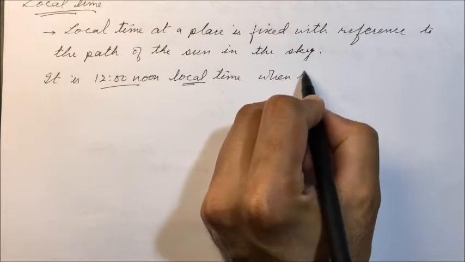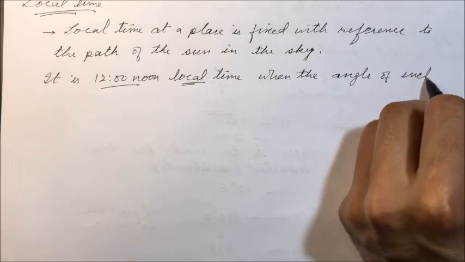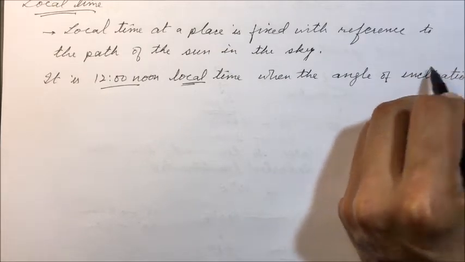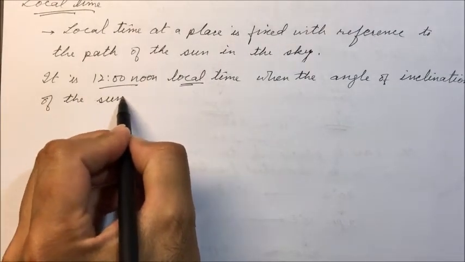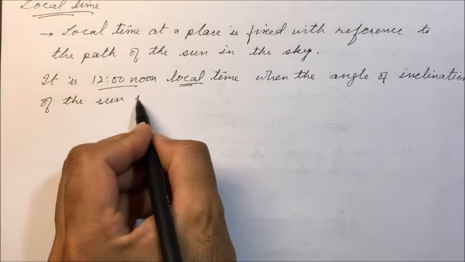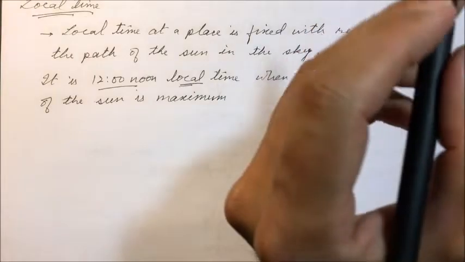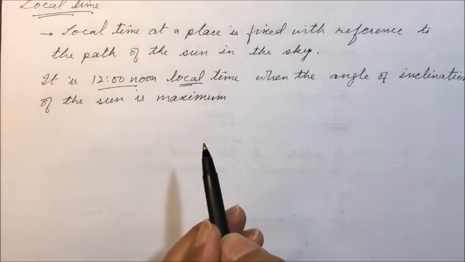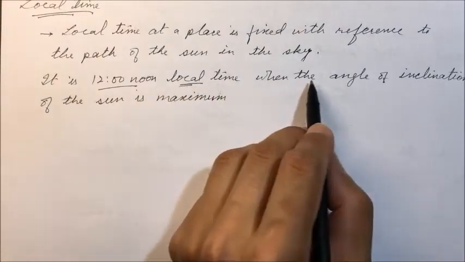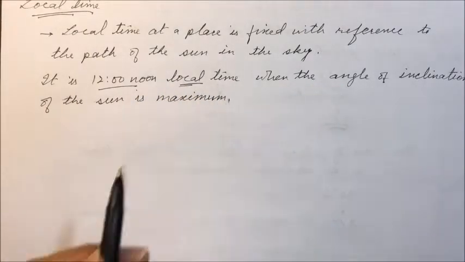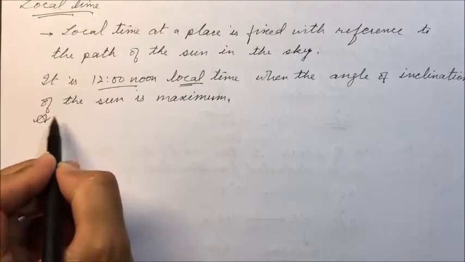12 noon local time is when the angle of inclination of the sun is maximum. That is, the sun is making the maximum angle with the surface of the earth. It is 12 noon local time when the angle of inclination of the sun is maximum, or we name it as the overhead sun.